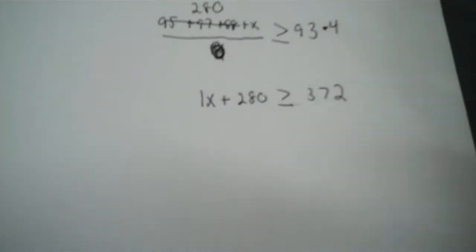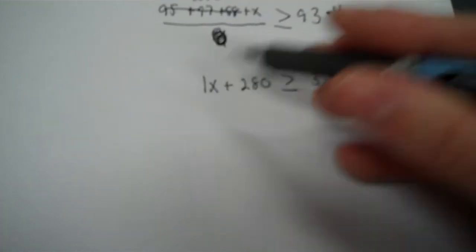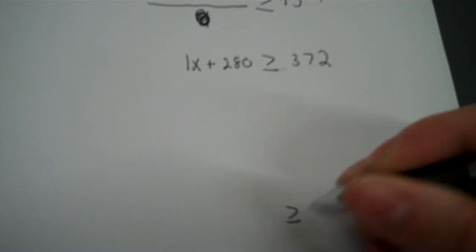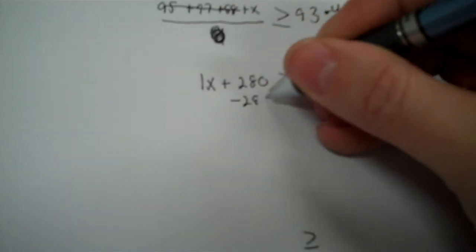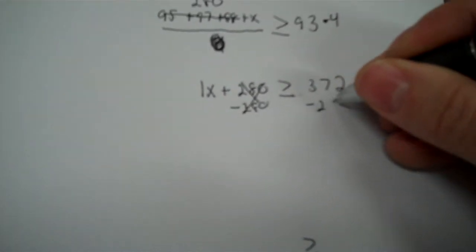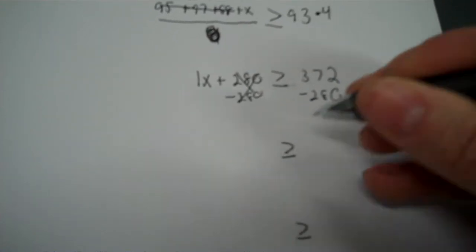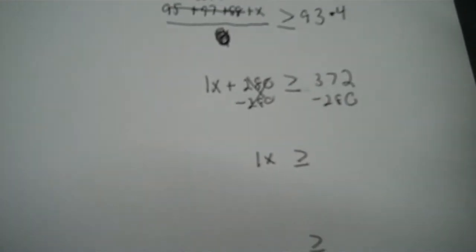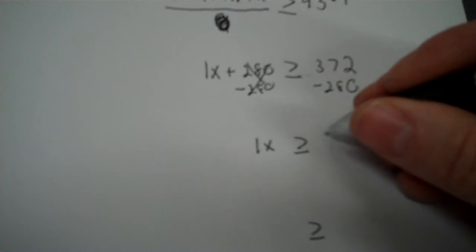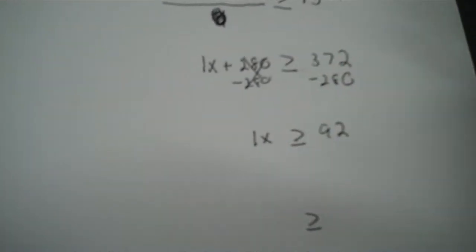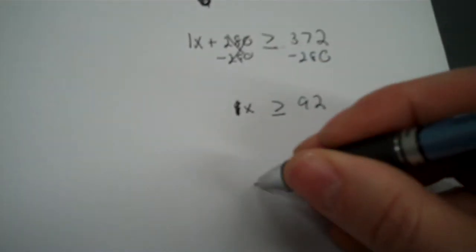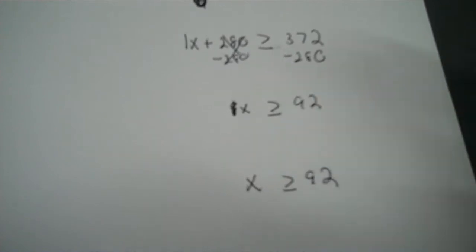I put a 1 in front. My x multiplier is a positive 1, so the sign will not change. And then I subtract 280 from both sides. 1x. 372 minus 280 is 92. And then you can divide by 1 or just drop the 1. And we have x greater than or equal to 92.